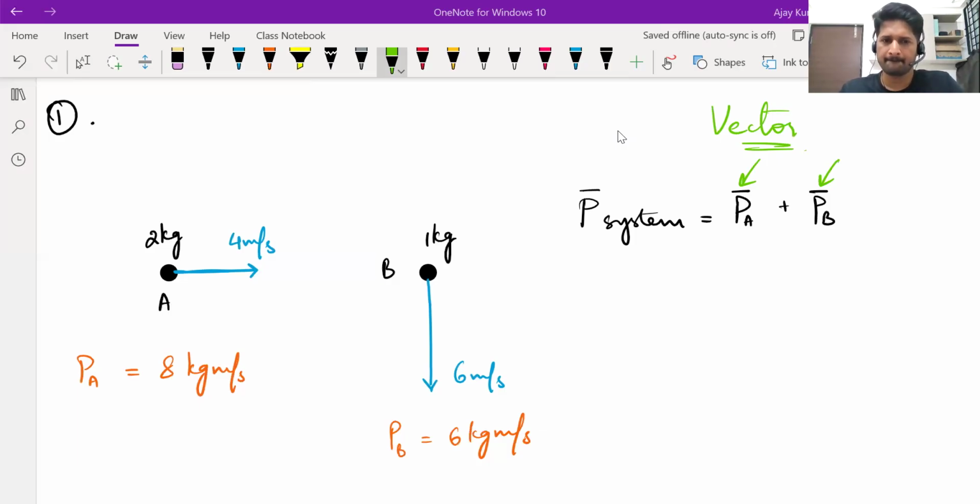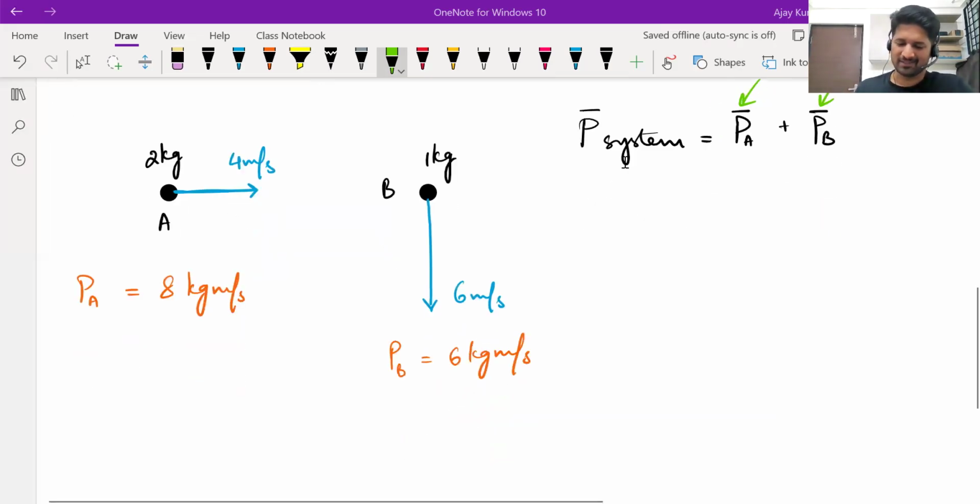Sir, by keeping cap. Okay. Don't say by keeping cap. Say by expressing them as vectors or by writing them in mathematical form. Correct. Okay. So tell me, how do you express A's momentum as a vector? It is directed to the right. So how to write it as a vector? 8 I cap, correct. So if you make it a vector, you'll have to write 8 I cap kg meter per second.